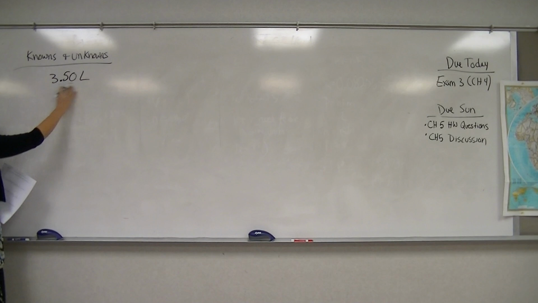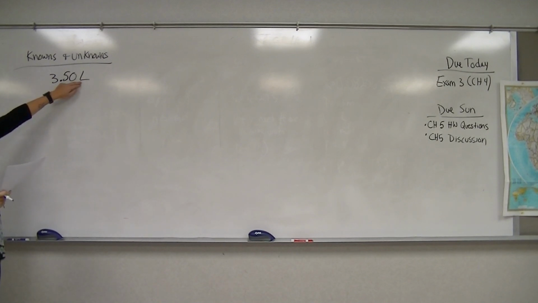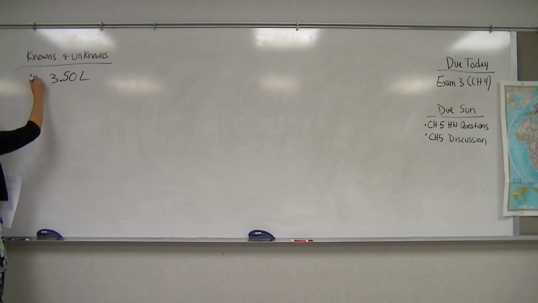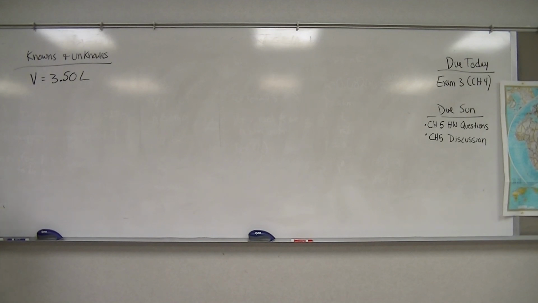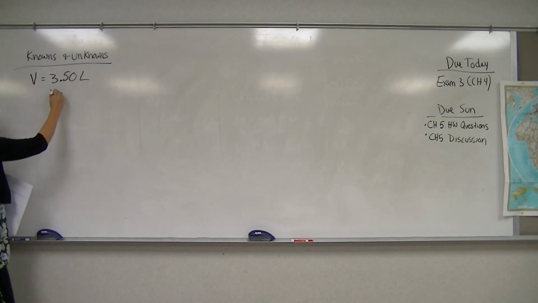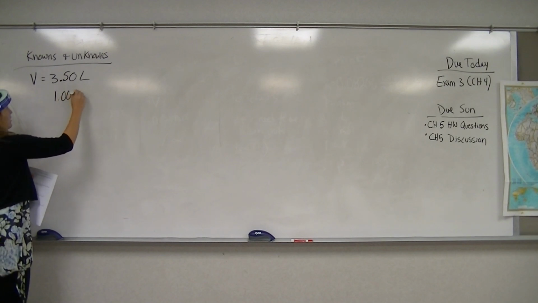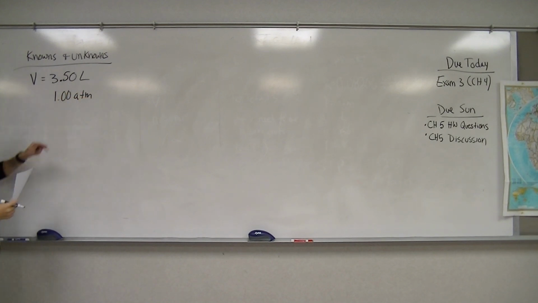And to figure out what variable goes to that, you look at the units. Liters is a volume. So I'm going to label this as V. It says that 3.5 liters is at 1 ATM. To figure out what variable this is, you're looking at the units. ATM says that's a pressure.